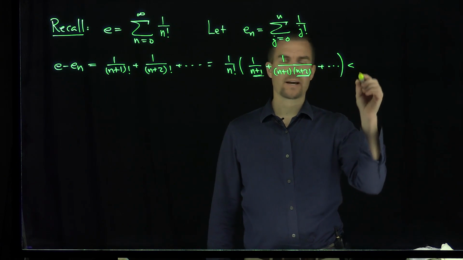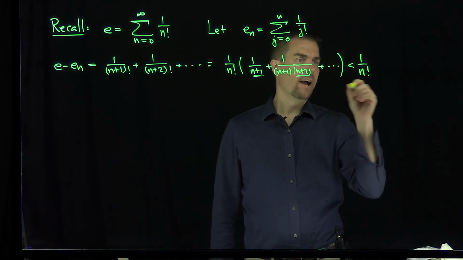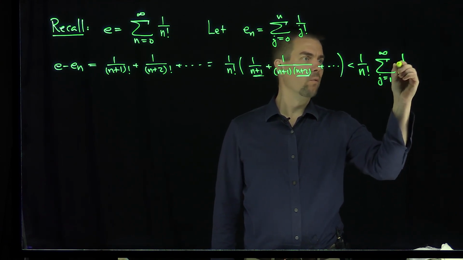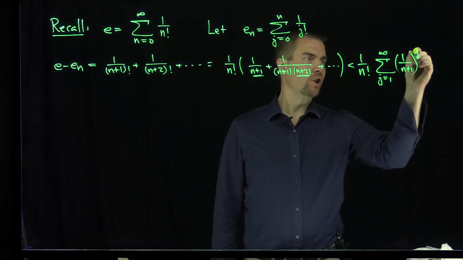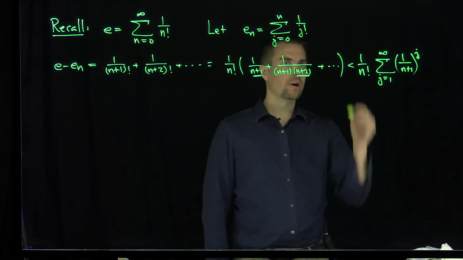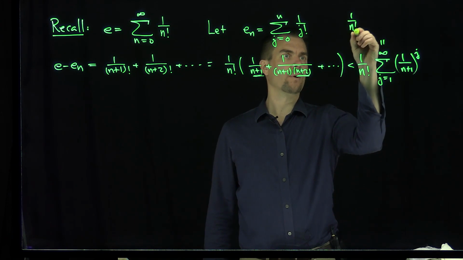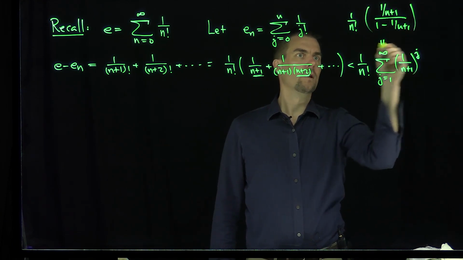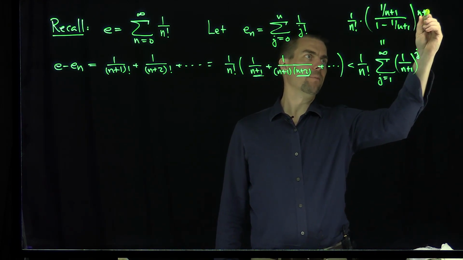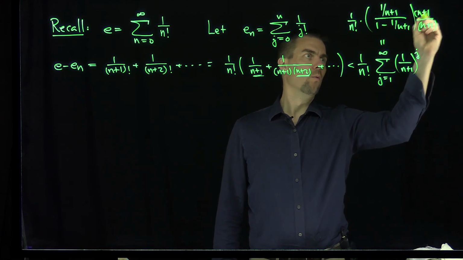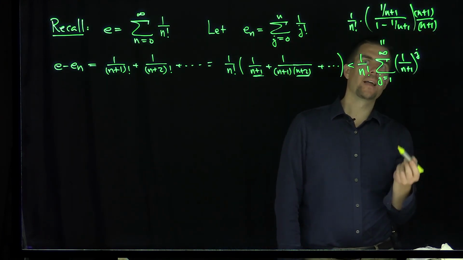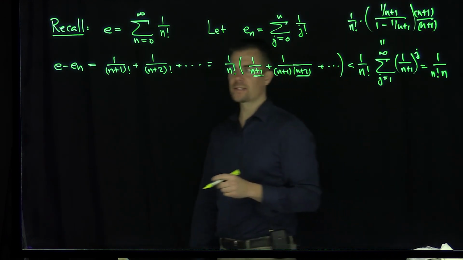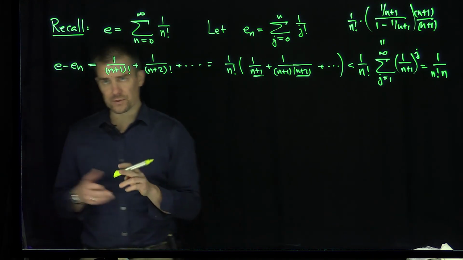So this is going to be strictly less than 1 over n factorial times the sum, j goes from 1 to infinity, of 1 over n plus 1 to the power j. And that's just an infinite geometric progression, so this is equal to 1 over n factorial times 1 over n plus 1 over 1 minus 1 over n plus 1. If we multiply both the top and the bottom by n plus 1, we'll get a 1 on top and then an n on the bottom. So this is exactly equal to 1 over n factorial times n. So that's the bound on the difference of e and its nth partial sum.